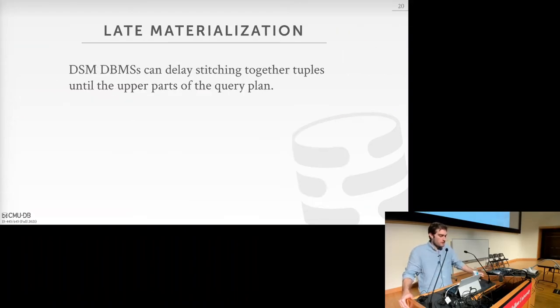So another optimization we can apply relates to late materialization. DSM DBMSs can delay stitching together tuples until the upper parts of the query plan. Remember, DSM is the column store model, so all of the values in an individual column are stored together. When we're accessing a page, we're getting all of the values for a particular column from a whole bunch of different tuples. So we get all those values, and let's say we're just doing a selection, we can select out the parts that we don't want.